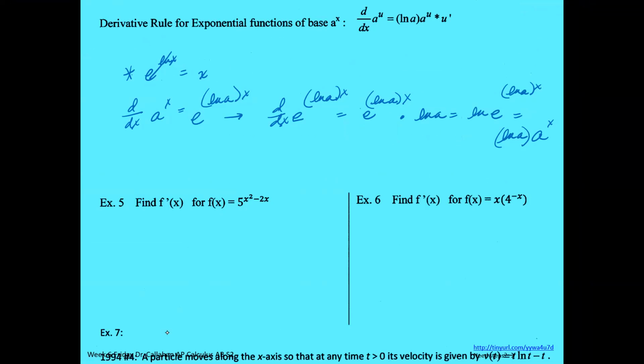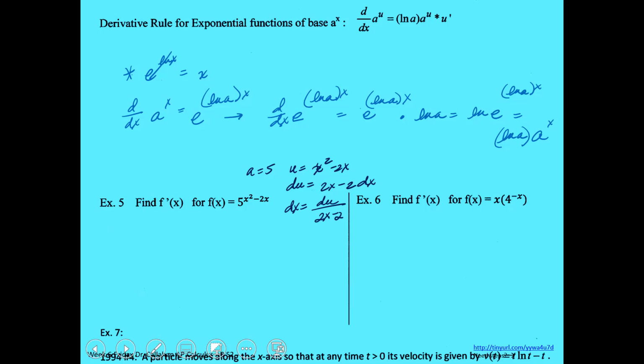So now let's go ahead and apply that concept to example 5. So to find the derivative of this, you're going to have a equals 5. U is going to be x squared minus 2x. Du is 2x minus 2 dx. And then dx is going to equal du over 2x minus 2. So let's find the derivative of this.